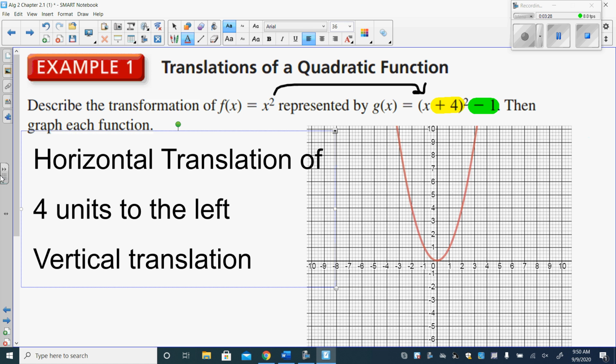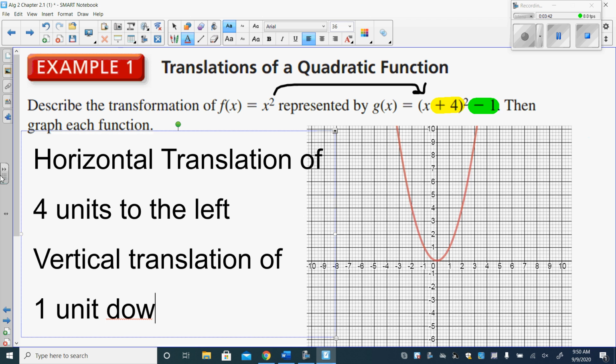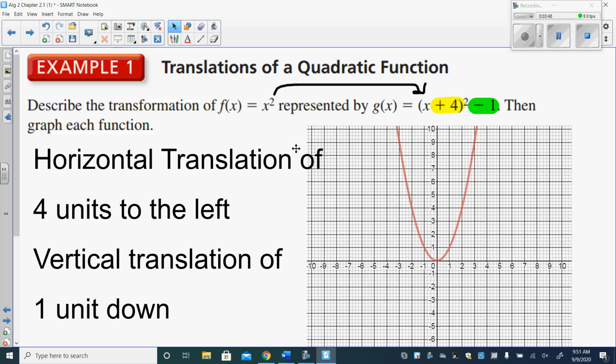So something being added or subtracted inside is horizontal. Something being added or subtracted outside the parentheses is vertical. It's going to be a vertical translation of 1 unit where? Since it's minus, it would be down. And that's it. So the plus 4 told me it moved 4 units to the left because it's opposite of what we think. And the minus 1 tells me we move 1 down because vertical is exactly how it looks.